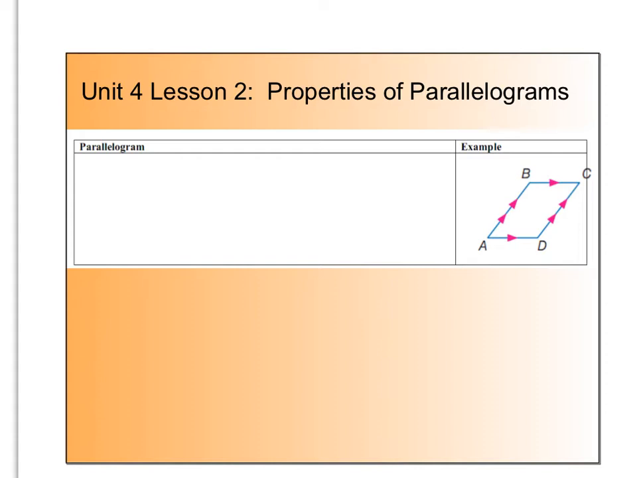We're going to talk about parallelograms. A parallelogram is a type of quadrilateral. It has 4 sides, and you can see a picture of it here on this page.